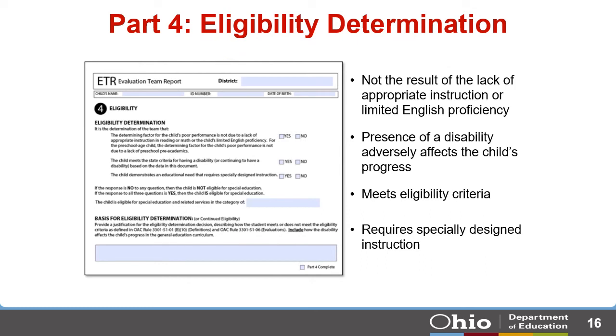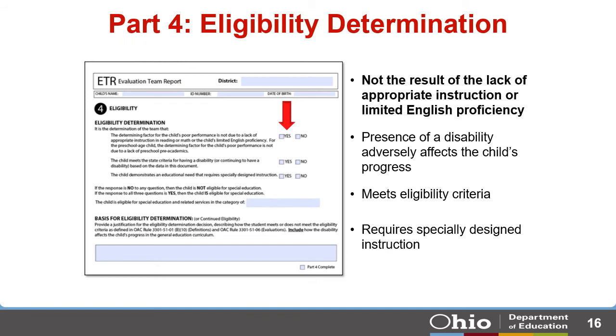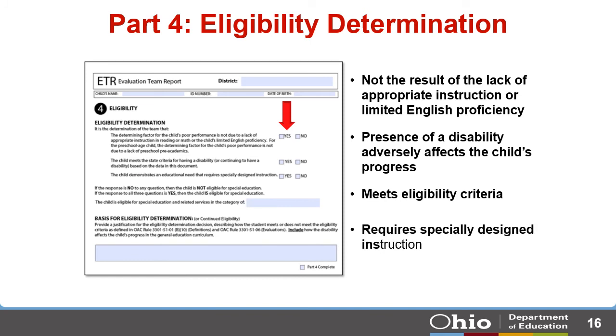A group of qualified professionals and the parent determine whether the child is a child with a disability. The team must verify that the determining factor for the child's poor performance is not the result of a lack of appropriate instruction or limited English proficiency. The team has determined that the presence of the disability adversely affects the child's progress in the general education curriculum. The child must meet the eligibility criteria for the disability category under consideration, and the child must require specially designed instruction, not just accommodations, to access the general education curriculum.